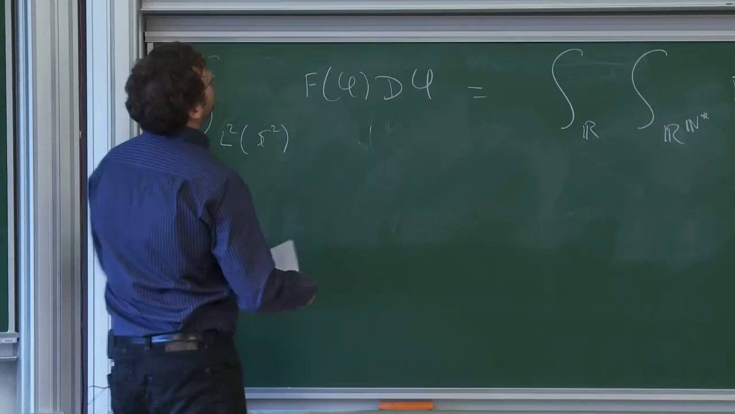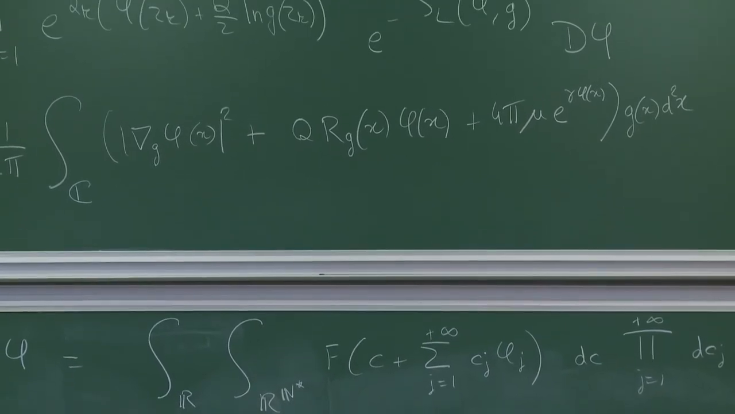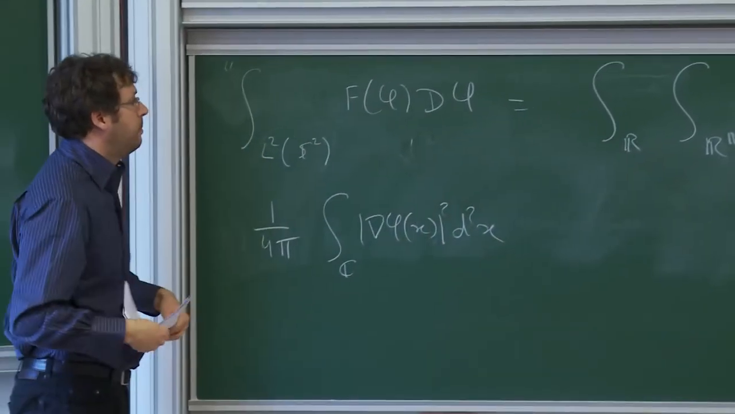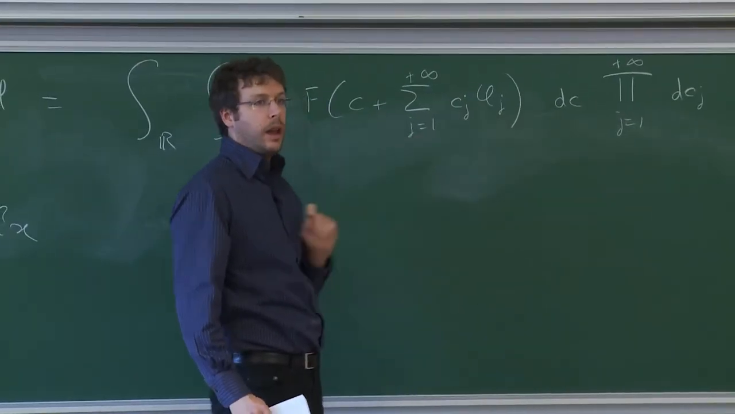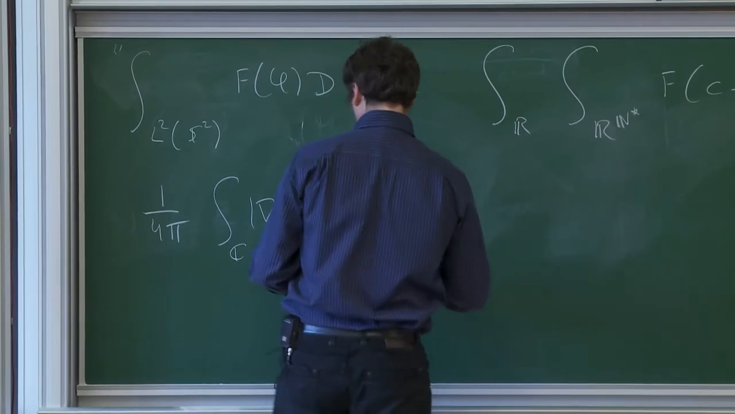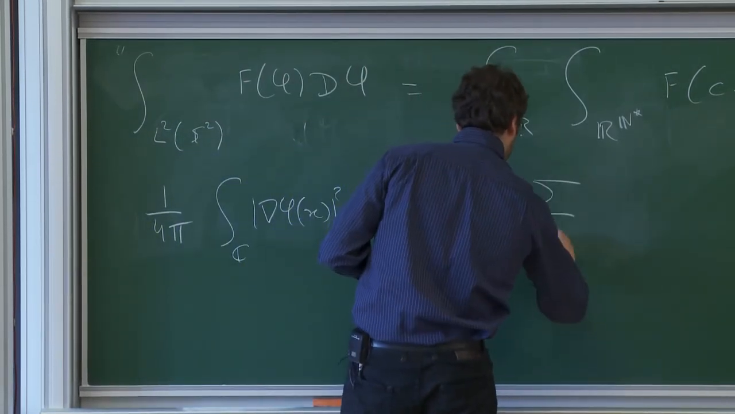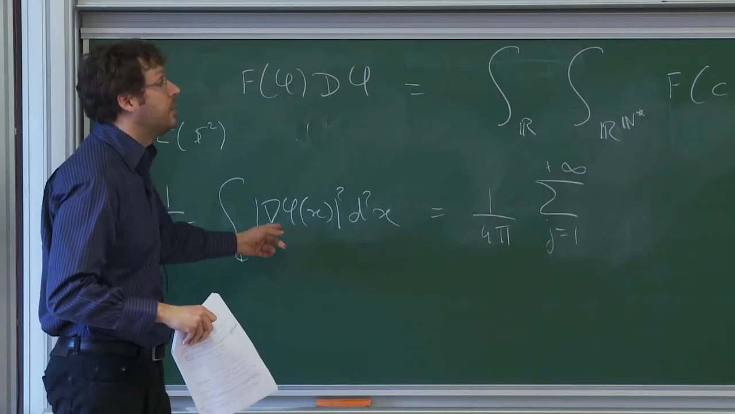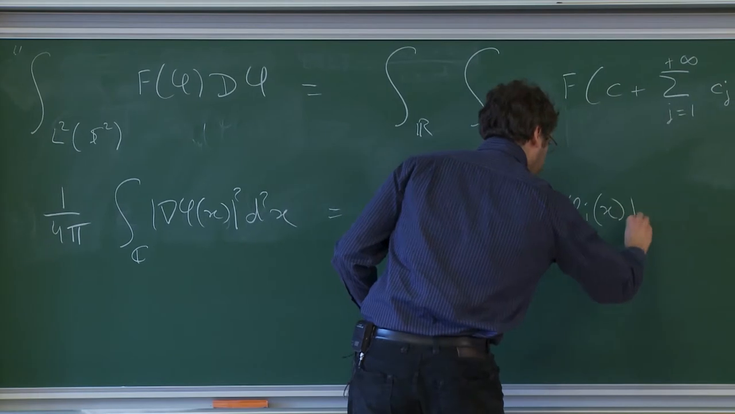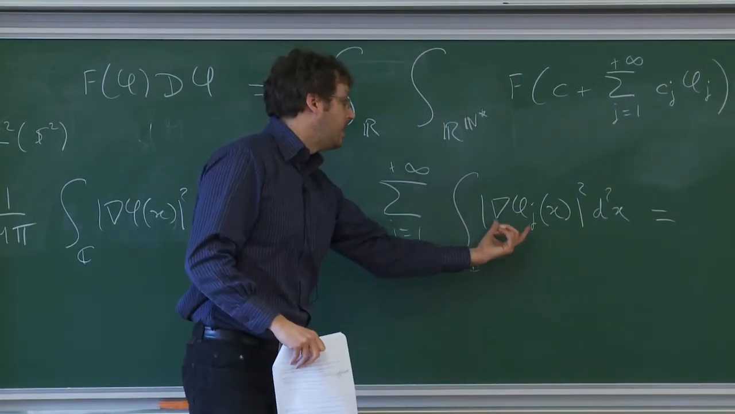Now the gradient term, I told you, you can forget about the G metric because it's something conformally invariant. And so the gradient term, what is it? Well, these functions are orthonormal in H1. So when I compute this, I get 1 over 4 pi, sum for j equals 1 to infinity. So the constant disappears. The gradient of the constant is 0. You don't see it. And you get the sum of the integral of gradient of phi j squared.